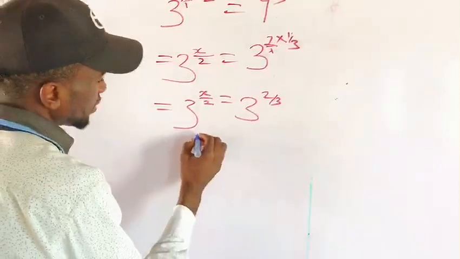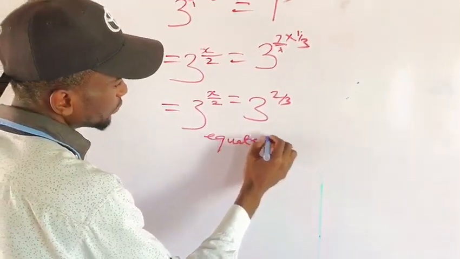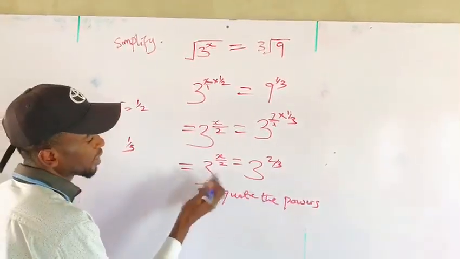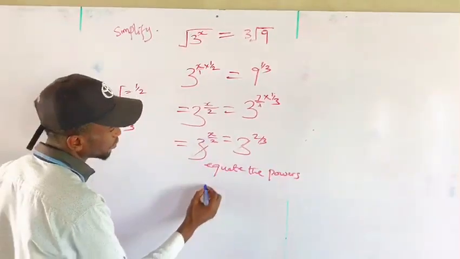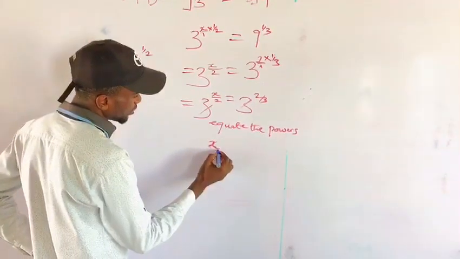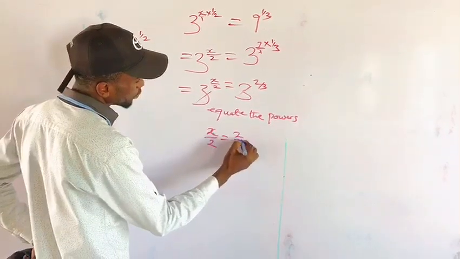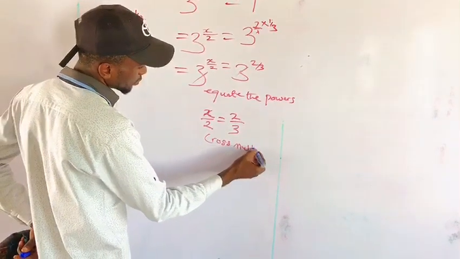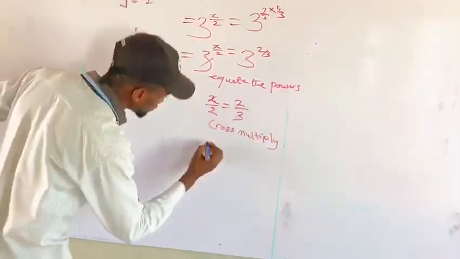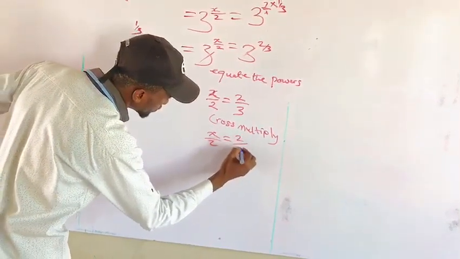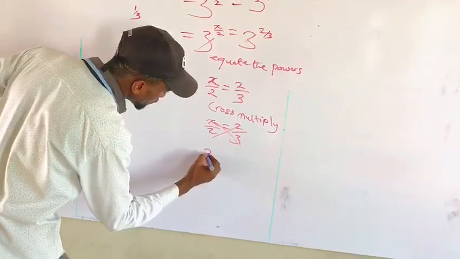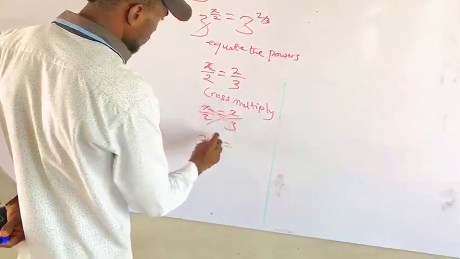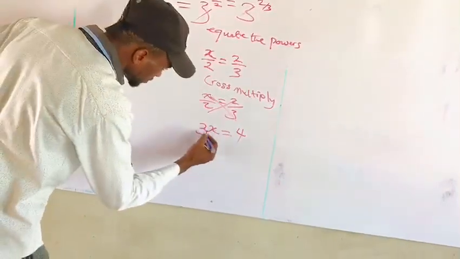And now we can equate the powers. By equating the powers, I can cancel the base as well. 3 cancels 3. So I'm now left with x over 2 is equal to 2 over 3. Then I can cross multiply. So x over 2 is equal to 2 over 3, cross multiply: 3 times x, we have 3x is equal to 2 times 2, 4. So I'm now left with 3x is equal to 4.